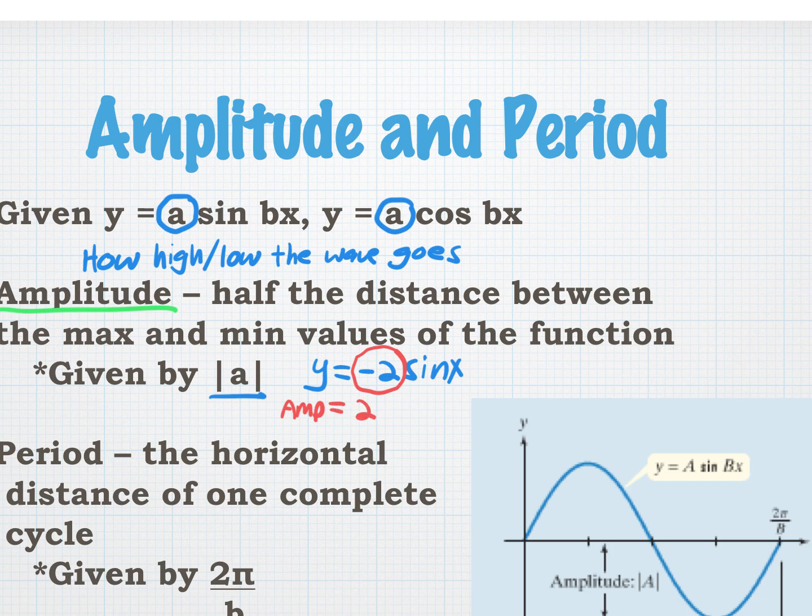What does that mean graphically? It just means the highest it's going to go is 2 units. The lowest it's going to go is -2 units. The negative does something else. It reflects it, but we'll do that when we graph it.